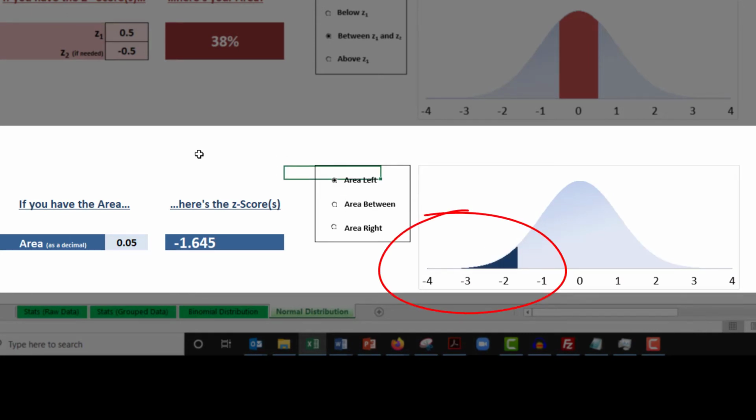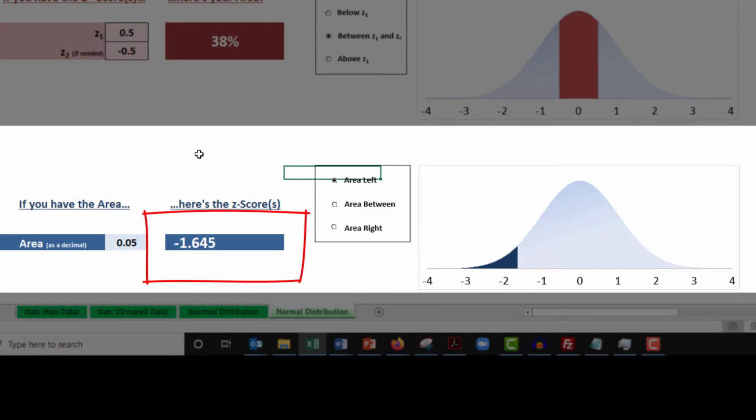Now, that Z-score should look familiar to you, right? It should, because it's the same. It doesn't matter what context we're in. If it's a bell-shaped distribution, the bottom 5% will be chopped off by a Z-score of negative 1.645. All we got to do now is convert that back to a corresponding raw score using the average and the standard deviation. Let's do that next.